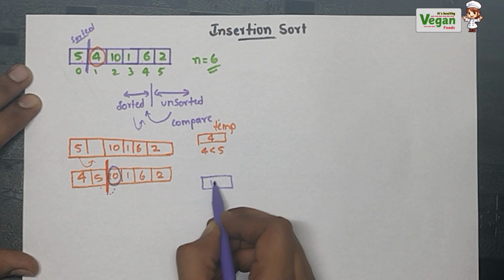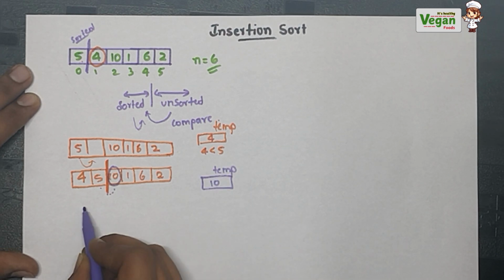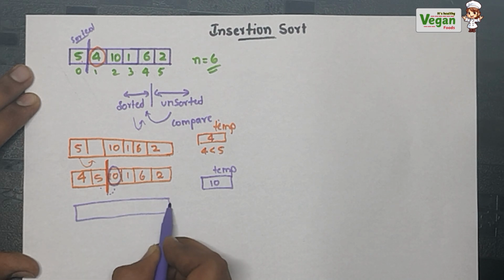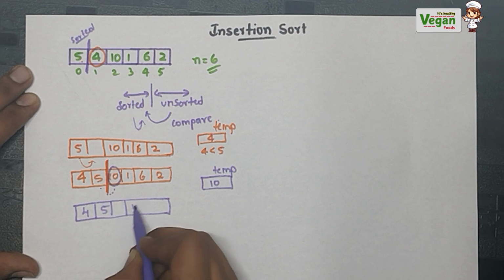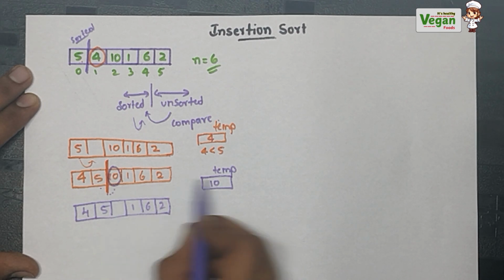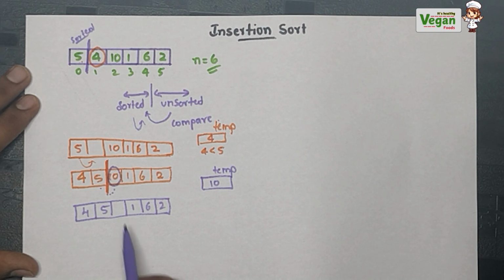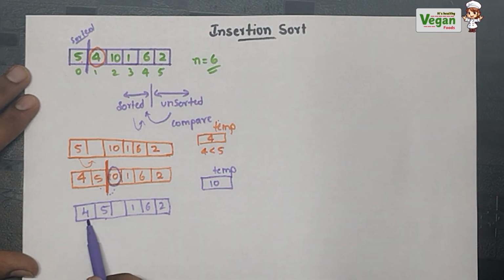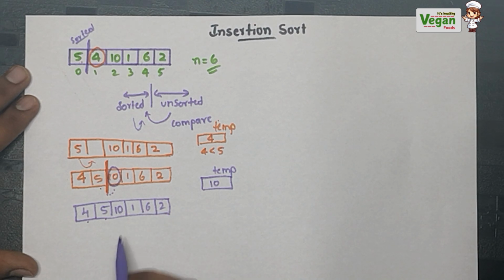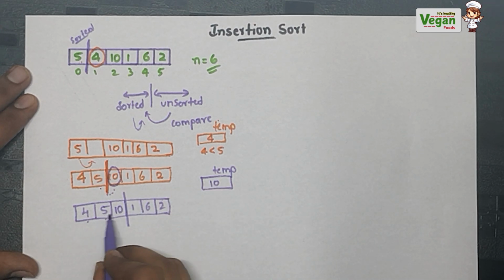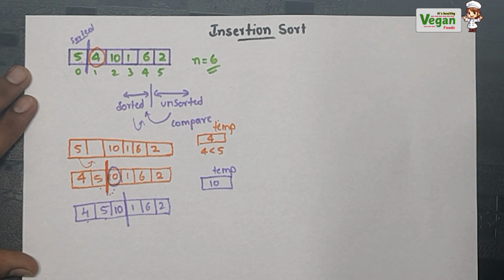So what will happen? 10 will go to the temporary block. What will be left right here? 4 will be left and 5 will be left. This will be the free space, 1, 6, 2, because 10 I kept in the temporary. Now while comparing 10 with 5, 5 is less than 10. So I will keep the element here only. Next I will compare with 4. 4 is less than 10. So I will keep the value here only. So only this space was left, and I wrote 10. So if you see, 4, 5, 10. Increasing order, yeah.